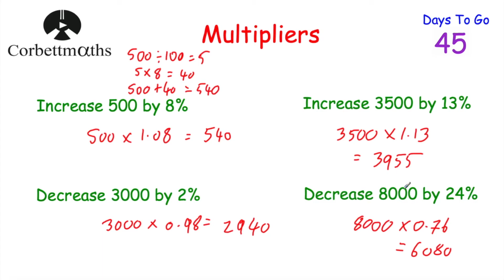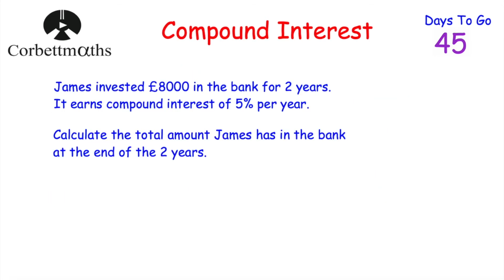So that means if we decrease 8,000 by 24%, the answer would be 6,080, and that's it. So these multipliers are really useful whenever you're doing increase and decreasing by a percentage, but they're really, really important whenever we're looking at compound interest. And let's have a look at that now. So we can actually use these multipliers to make our compound interest questions a bit quicker and easier.